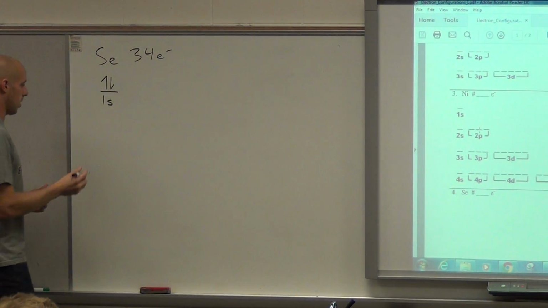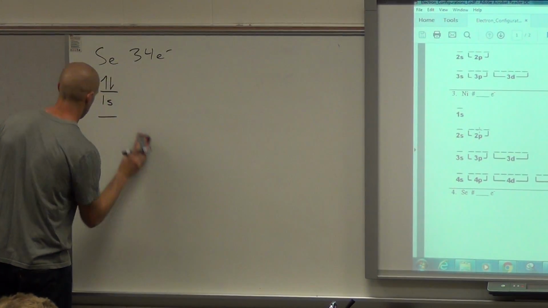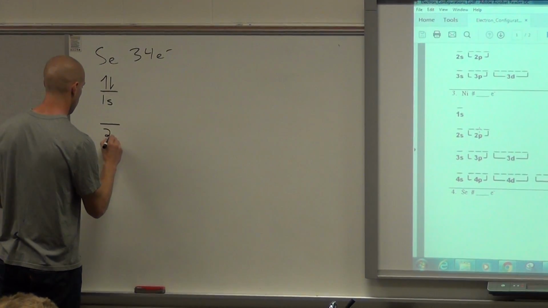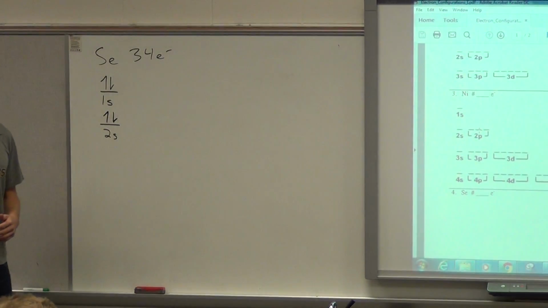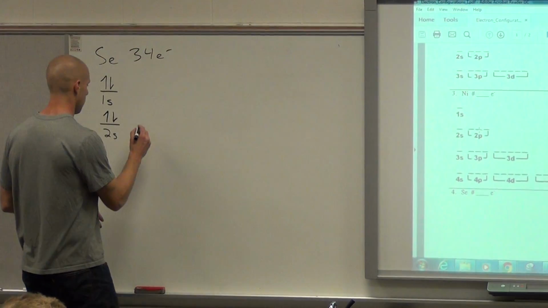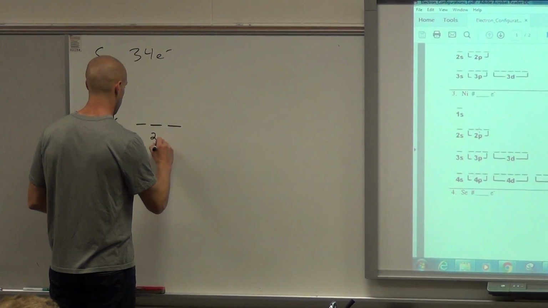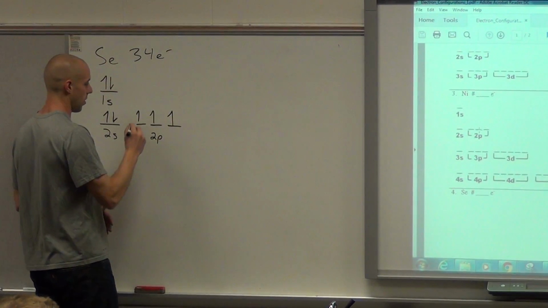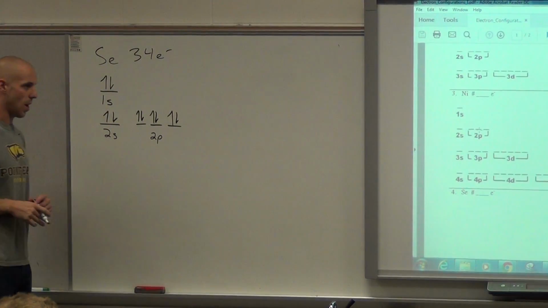Look back at our cheat pyramid. From 1s, we go to 2s. Okay, 2s. We go 1, 2. After 2s, the next thing that we need to fill is the 2p. So we'd write it in ourselves down here, right? 2p. Fill them in. Up arrows first. They're going to repel each other, so they're going to be as far apart as possible.